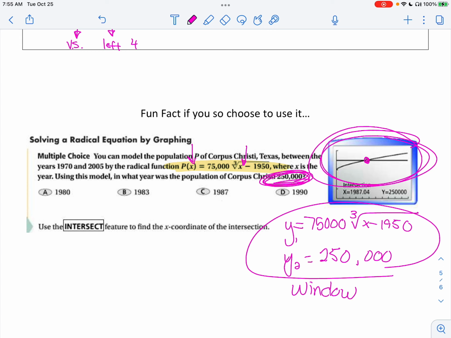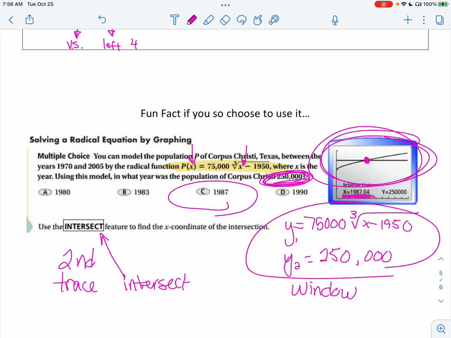But anyway, the buttons you hit on your calculator will be second trace, and you'll find this intersect. And if you hit enter 3 times, it will show you the intersection, and that will give you the x value for that y value that you're looking for. So in this, whoever did this one, they put it in their y equals, and they ended up getting the intersection to be at 1987. So you can see it's right there. Now you can do that by hand by dividing each side and doing it by algebra, but it is a way to use your calculator if you'd like to.